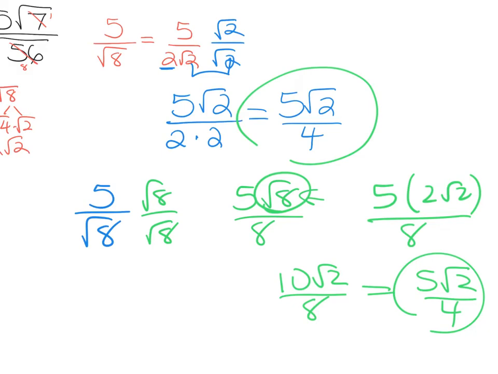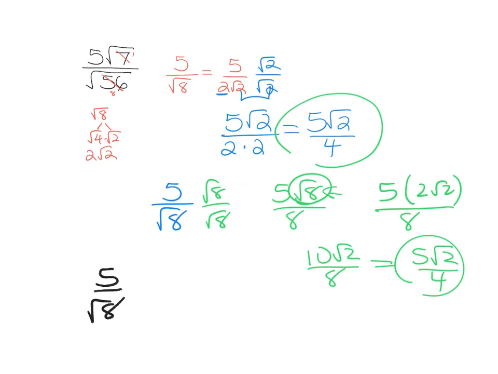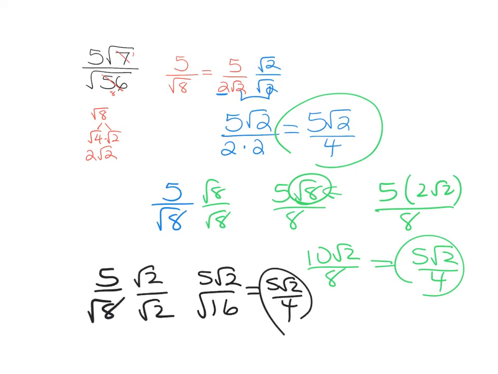Another way, you could have realized that my goal here is to turn this square root 8 into a perfect square. So really, I could have just gotten it to a perfect square by multiplying it by 2. So then it became the square root of 16, and then I just square root it. And I still got the same answer that way also. So again, more than one way to go about doing that question.